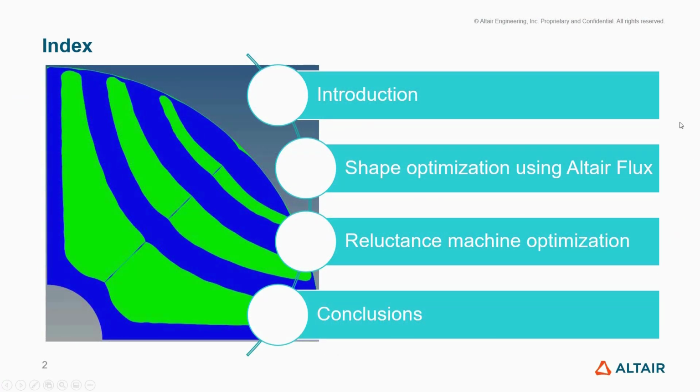These are the contents of the presentation. First, I'm going to give a brief introduction on shape optimization and then how to set up a shape optimization using Altair Flux, and then this shape optimization will be implemented on a reluctance machine. And then I'm going to conclude with a comparison of results for different types of optimizations.